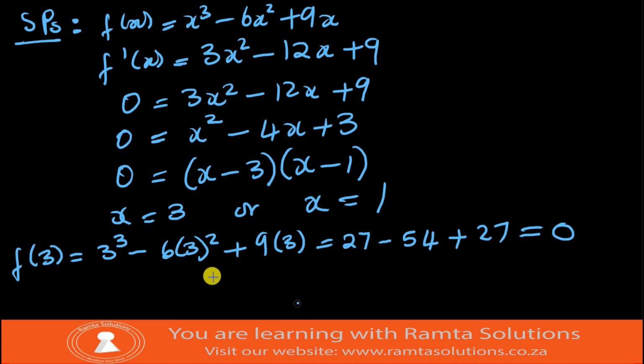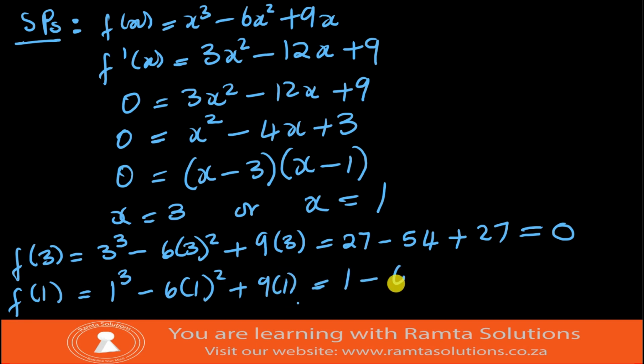Now let's also look for f of 1. Where there's x, I put 1. 1 cubed minus 6 into 1 squared plus 9 into 1. We have 1 minus 6 plus 9. This is 10 minus 6. It is 4. I hope I didn't lose anyone along the way. You don't have to be doing this part here. You can just plug this into your calculator and get your answer.